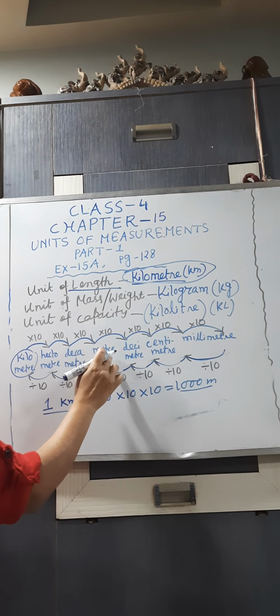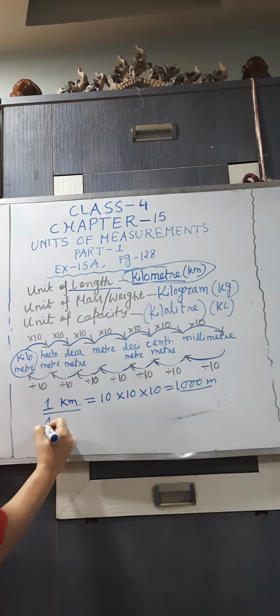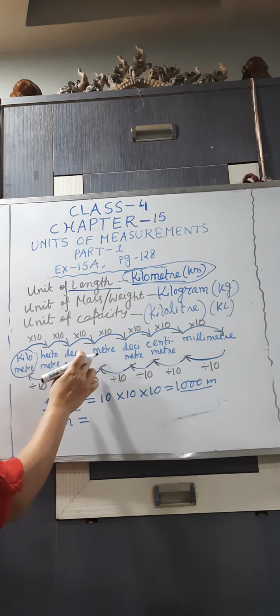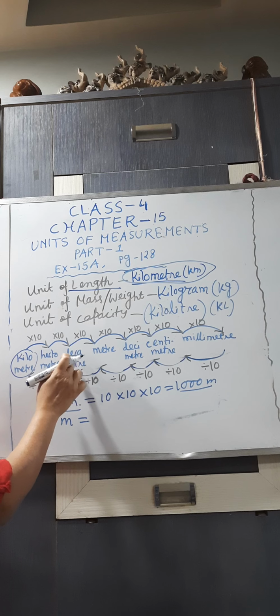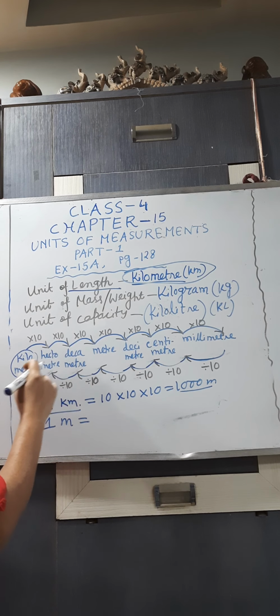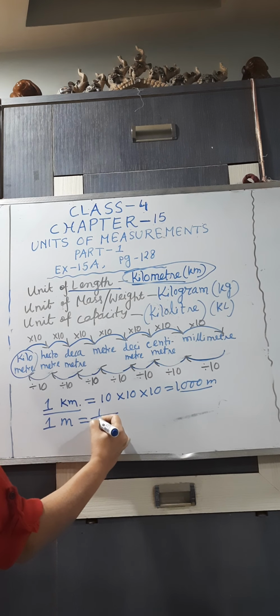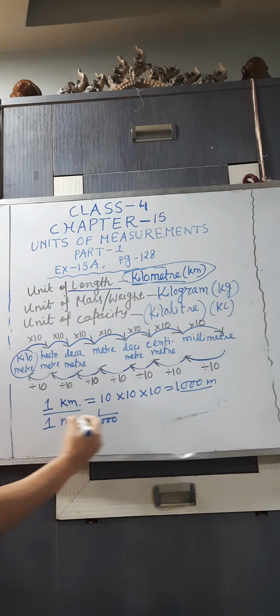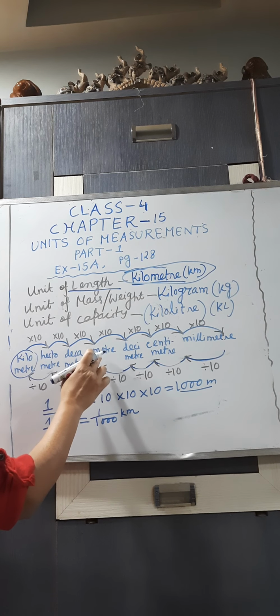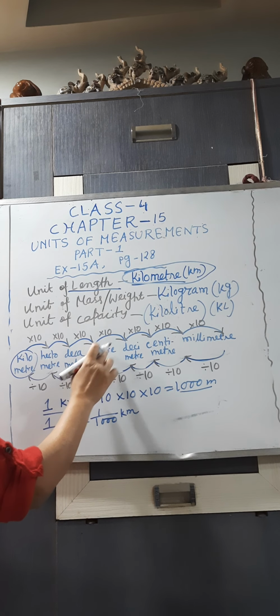Now, if I write 1 meter is equal to how many kilometers? You can see that from meter to kilometer: decameter, hectometer, kilometer. 3 steps. Okay, we have to cross three steps. That is why we divide it by 1000. Clear?